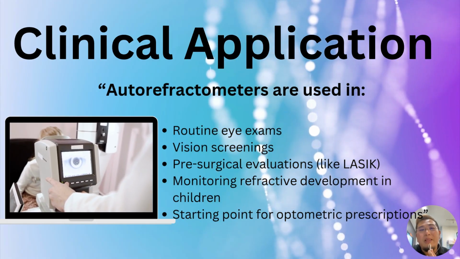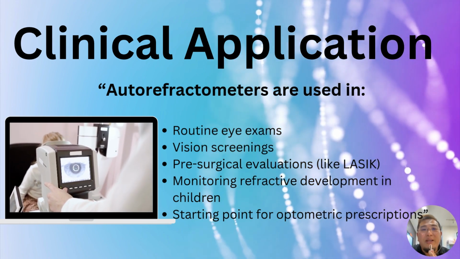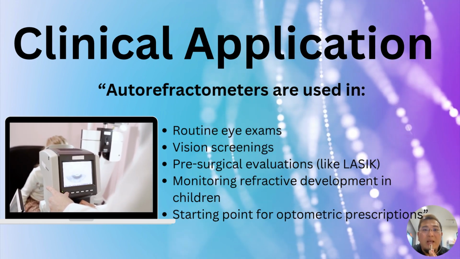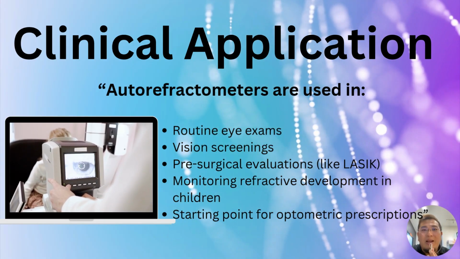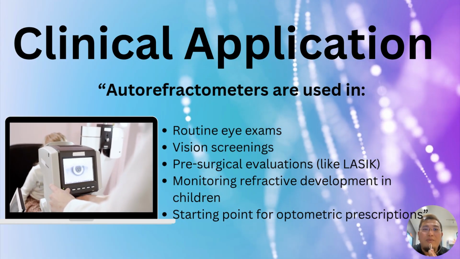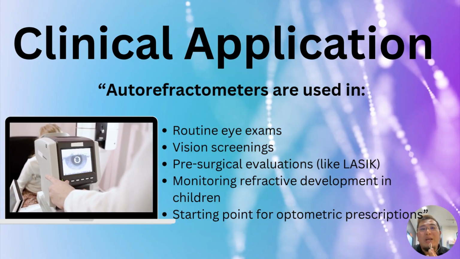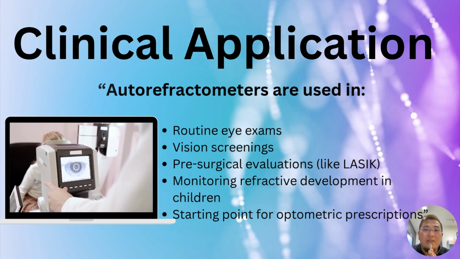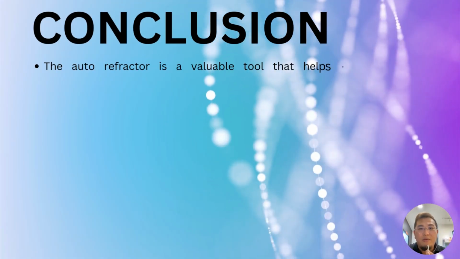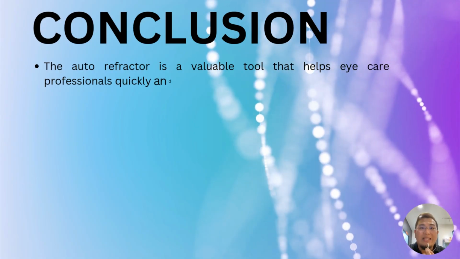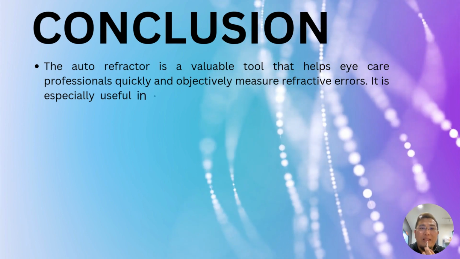accurate baseline data. Moreover, they are useful in monitoring the refractive development of children, allowing early detection of conditions like myopia. Lastly, the result from an autorefractometer serves as a starting point for optometric prescriptions, which are later refined through subjective refraction. In conclusion, the autorefractor is a valuable and reliable instrument that supports eye care professionals in quickly and objectively measuring refractive error.